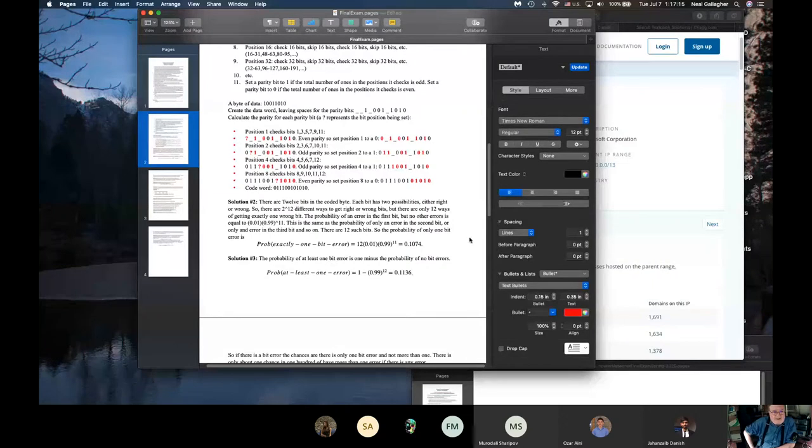But there are only 12 ways of getting exactly one wrong bit. So the probability of an error in the first bit, but no other errors, is equal to 0.01 times 0.99 to the 11th. This is the same as the probability of an error in the second bit only, or an error in the third bit and so on. Okay, there are 12 such bits. So the probability of only one bit error is this.